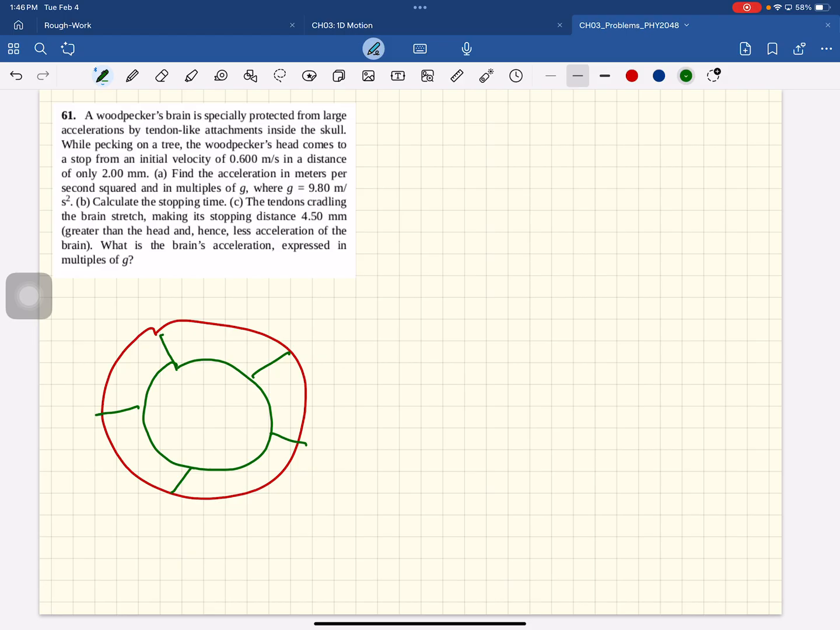So in all safety devices, here's the issue. You guys know Newton's second law. The greater the acceleration you experience, the greater the forces acting on you, and that's what causes damage. So a lot of safety devices in your life, like airbags and stuff like that, are about reducing the acceleration.